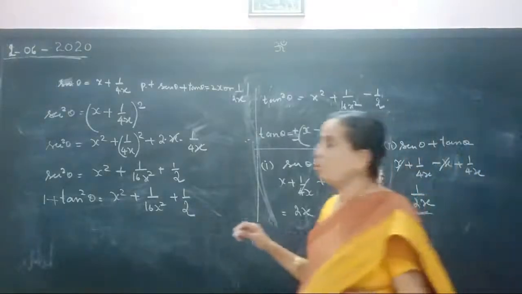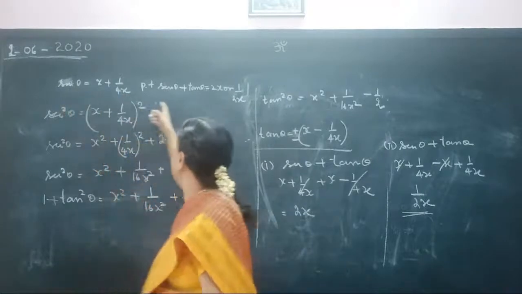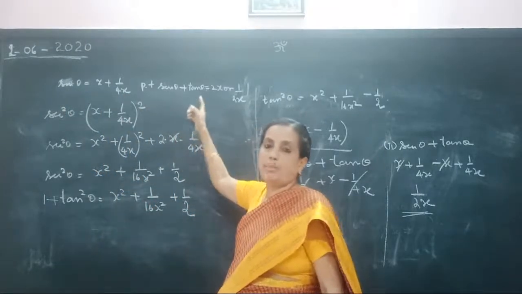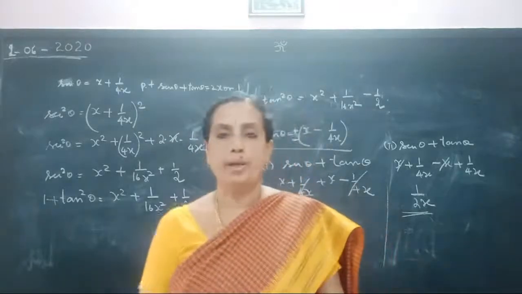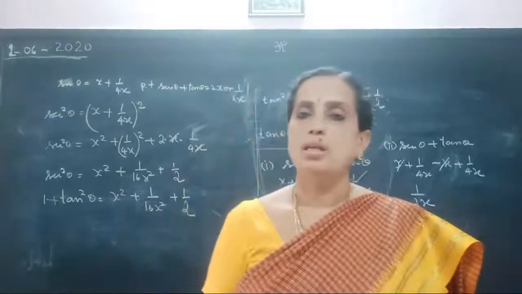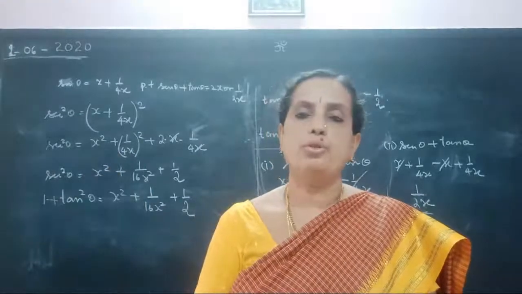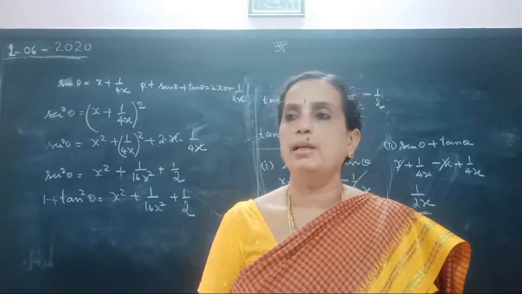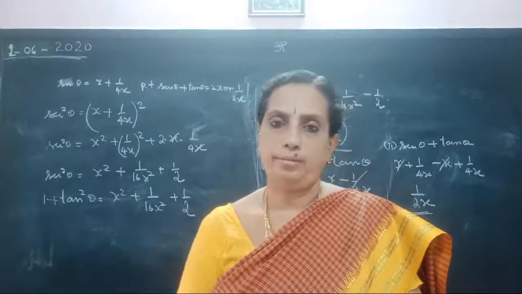Same relation you will get when cosecant theta is this. Prove that cosecant theta plus cot theta is 2x or 1 upon 2x. There also you have the same procedure, only the ratios change. Instead of secant, there will be cosecant. Instead of tan, there will be cot. Clear?